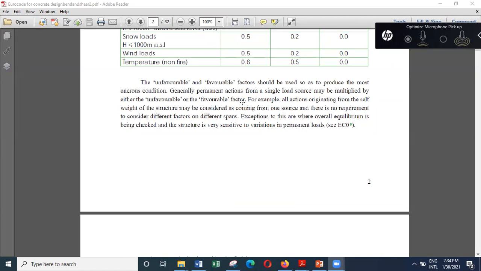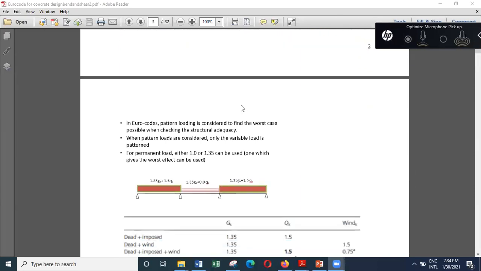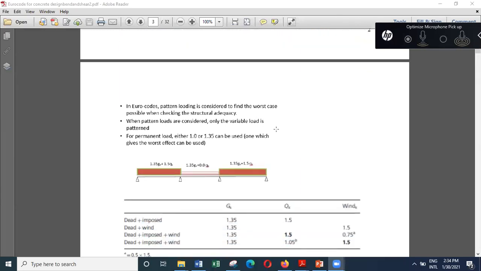If you are using 1.0, considering that it's not a favorable load, do you know what is the difference between favorable and unfavorable loads? So basically, if something is going to improve the stability, then we say it's a favorable load. And if something is going to make it worse, then it's an unfavorable condition.